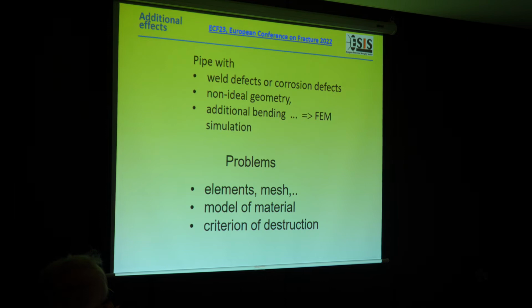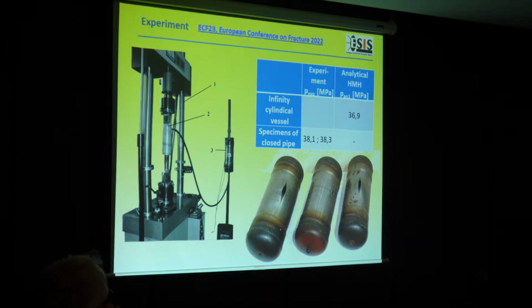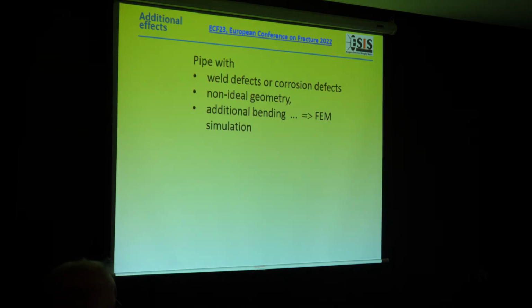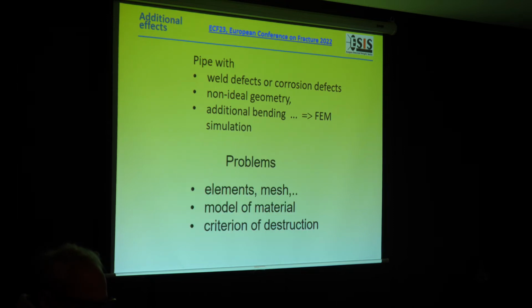Sorry, a little bit back. This specimen for experimental testing also included the corrosion defects, so based on these experimental results, it's possible to formulate a methodology and approach for how to create the numerical simulation of this state, because a real pipe, I once again repeat, has weld defects or corrosion defects, non-ideal geometry, and additional bending is another effect which is very dangerous. The solution will be a numerical simulation based on these experimental results.